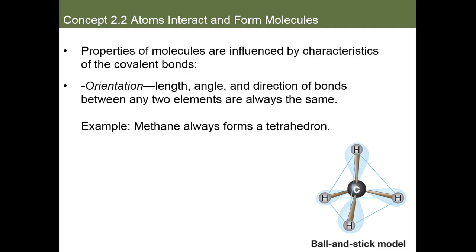The properties of molecules are influenced by the covalency of the bonds they have. Bonds give molecules a particular orientation, where the length and angle between the elements are always the same. For example, methane, which has 1 carbon atom covalently bonded to 4 hydrogen atoms, always forms a tetrahedron. The angle and length between hydrogen and carbon is always the same for all methane molecules.